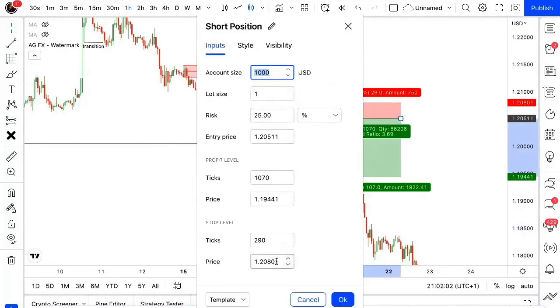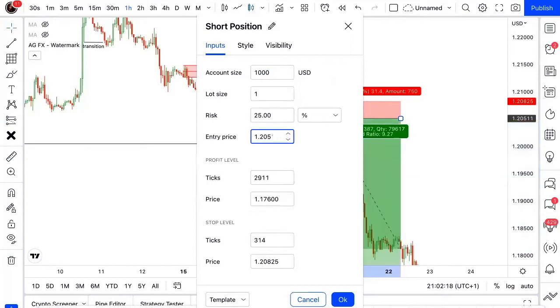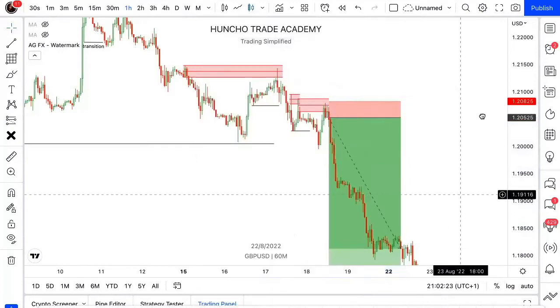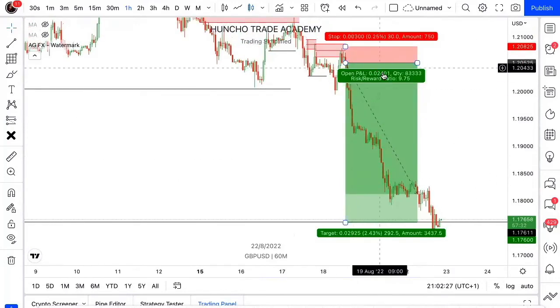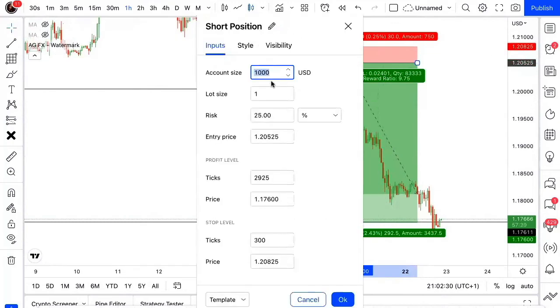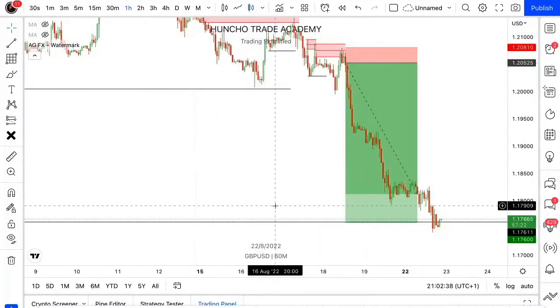My stop loss was around 825. Then my profit target was around 17,600. Then my entry was around 525. Yeah, exactly. Okay, this one was around 810. Stop loss was around 810. Yeah, that makes it 1 to 10 risk to reward.